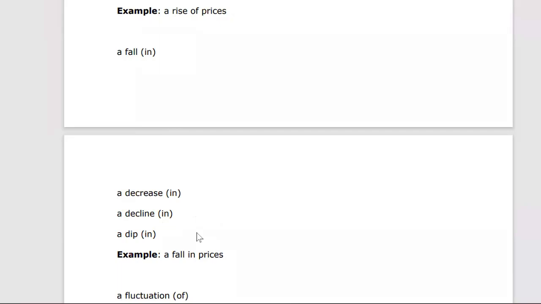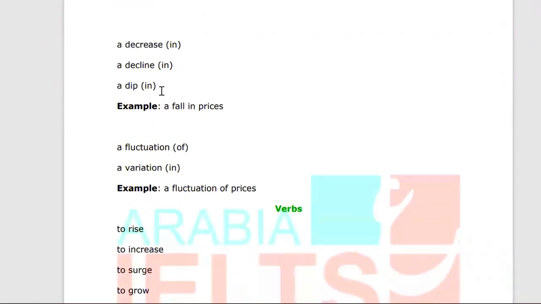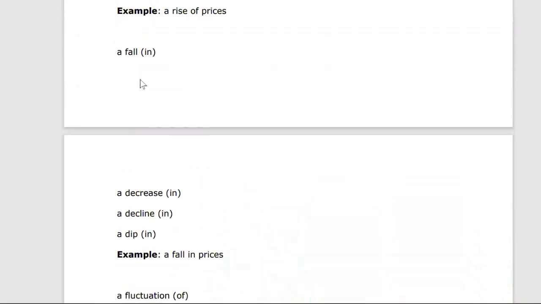So if it's going downwards, okay, it was going gradually down, or the next data shows that it's less than what you are talking about, like the other data that you're talking about at the beginning. So a fall in prices, a decrease in, a decline, they all represent the same thing. So a decline, a dip, a decrease, a fall.